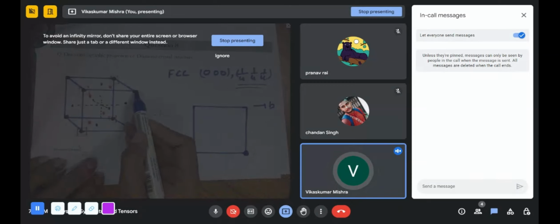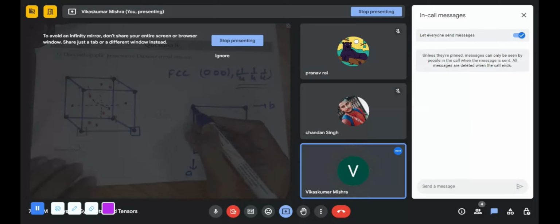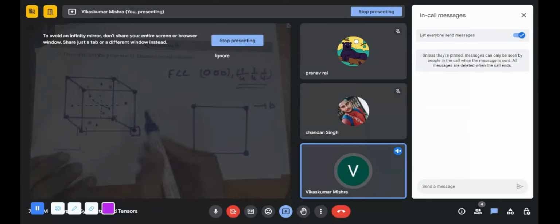Same for this particular atom, it will also project at this particular point. For these atoms, again the same procedure will be followed. One thing we should note is that their amount is along the z-axis. For the z-axis, it will be 0 only, and for this also it will be 1 only. If it is 1 and 0, at the corner of the cube, we don't need to mention its z coordinate.